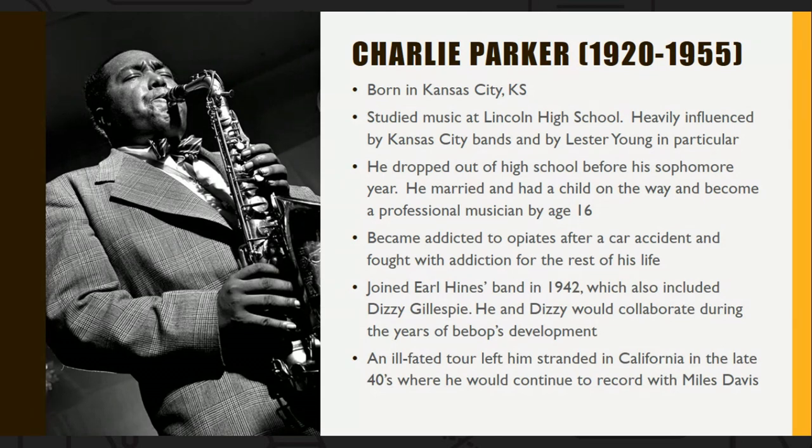Miles Davis famously was addicted to heroin and eventually kicked it. Charlie Parker never was able to, and when he couldn't get heroin, he would drink way too much. And one of his causes of early death was advanced cirrhosis of the liver. He was only 35 when he died, but the mortician thought that he was in his 50s. So he really did not take care of himself, unfortunately.